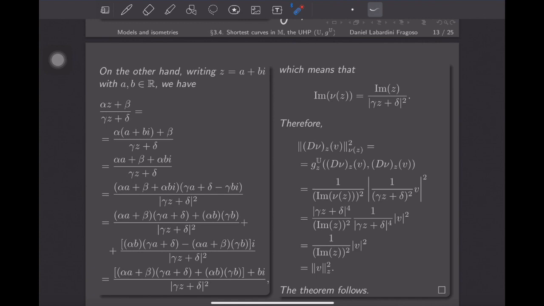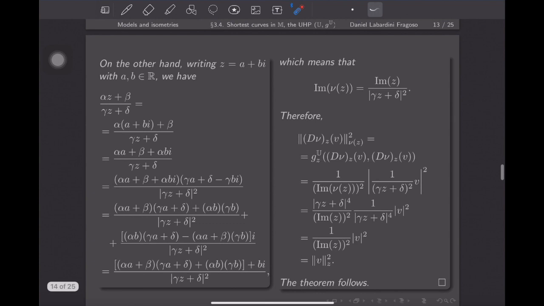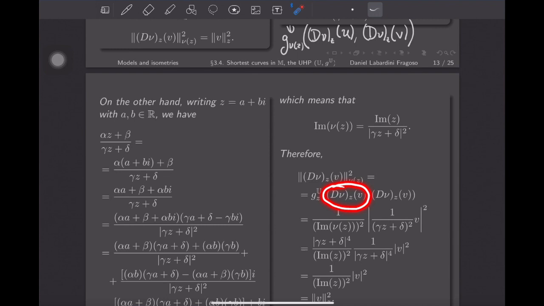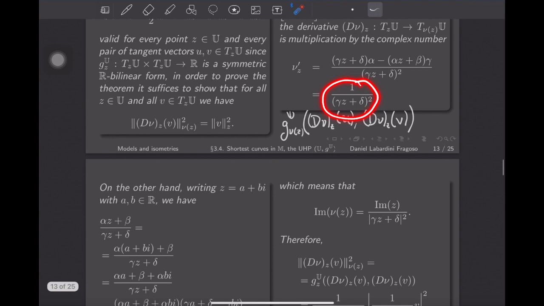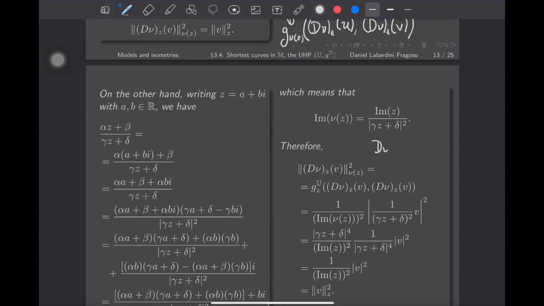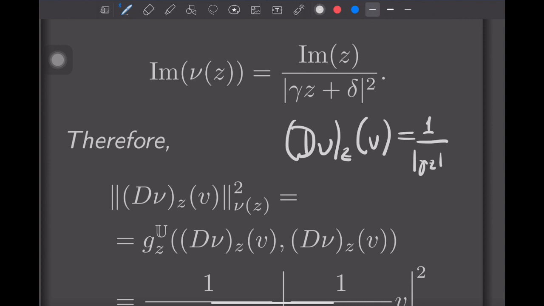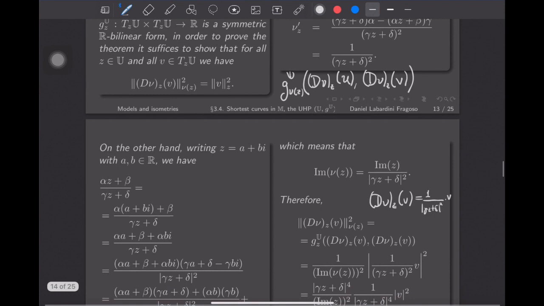Right. So then you have to take the Euclidean product of this point with itself. This with itself, that with itself, is, you see, the derivative. This derivative, as we saw, is take the vector and multiply it with this, right? So that derivative, d nu of z of v, is 1 divided by gamma z plus delta, squared, times v. Without parentheses, not with norm.